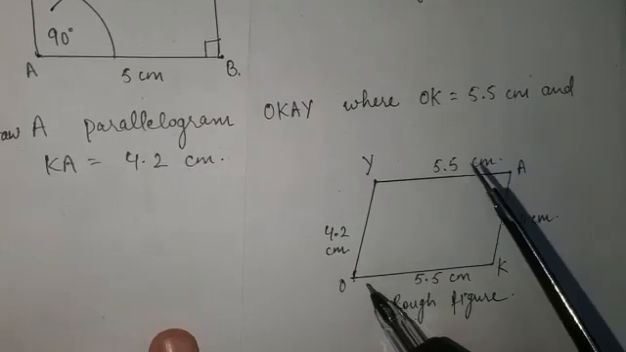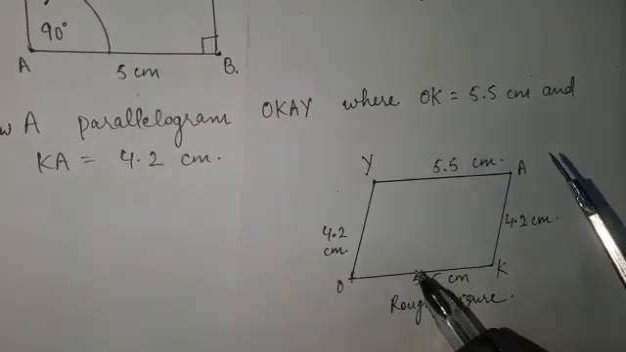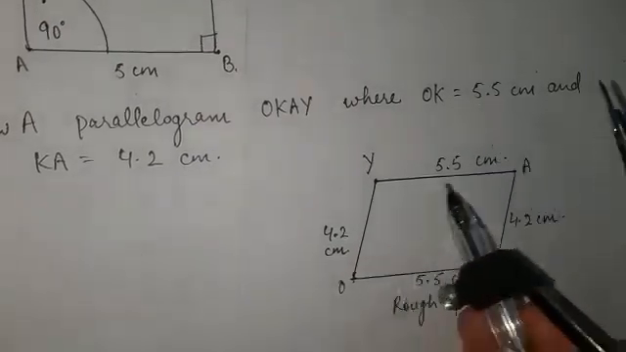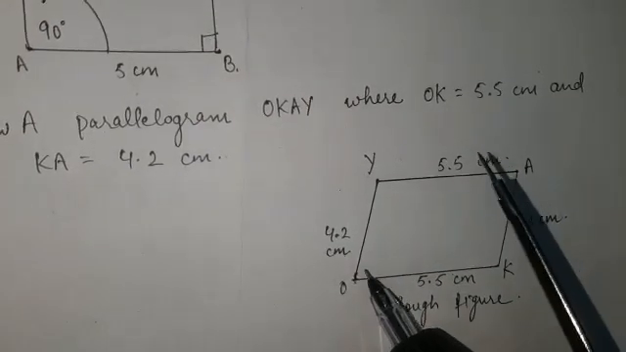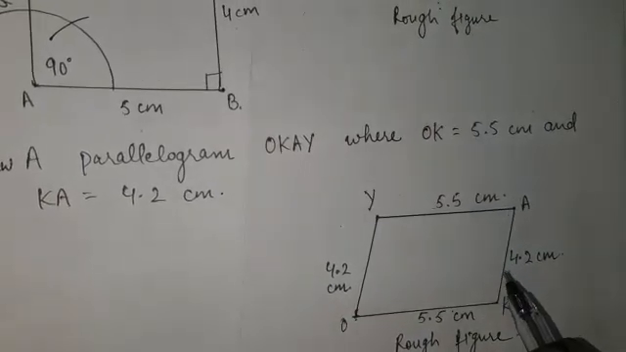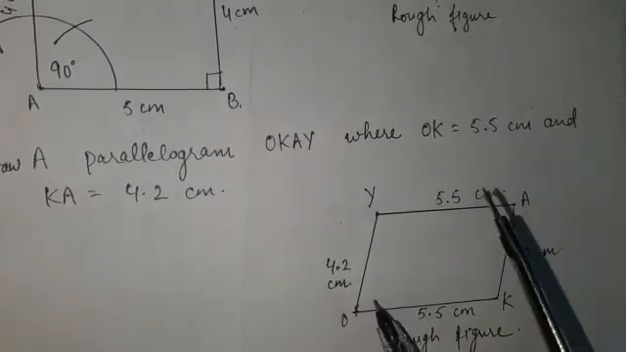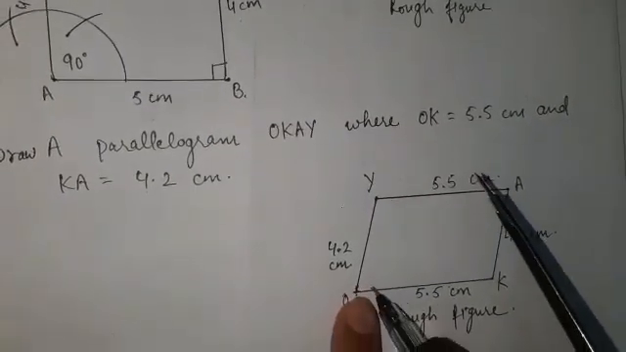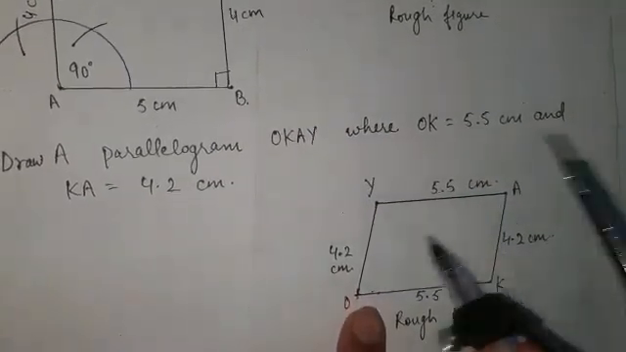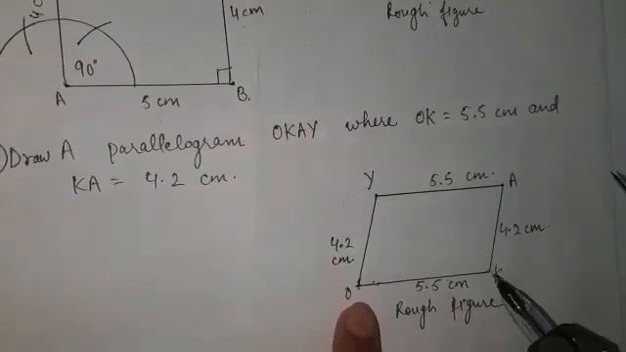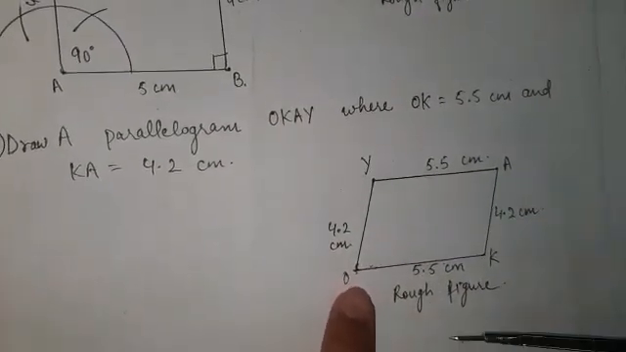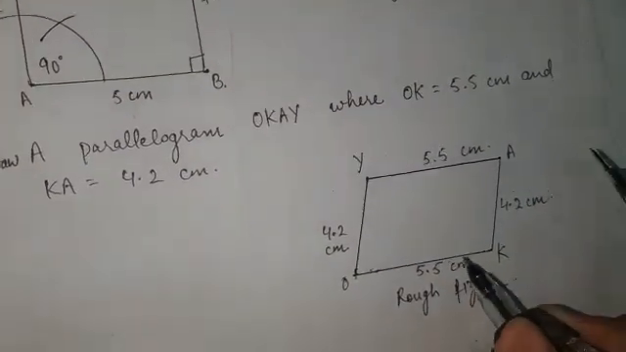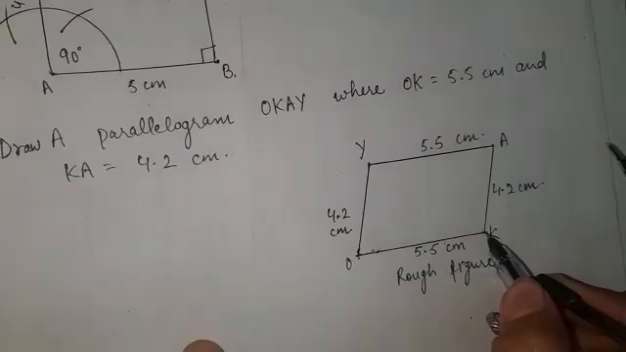I told you there should be at least 5 measurements to draw a quadrilateral. We know the four sides but we do not know any angle of this parallelogram, and that is very important. If any angle of the parallelogram were given, then we could easily draw it, but here only 4 measurements are given, the fifth measurement is not known. So that's why we cannot construct this quadrilateral.